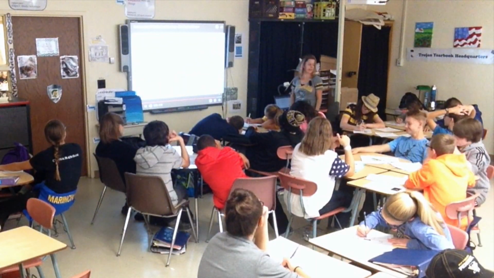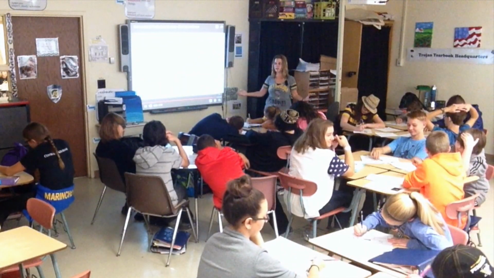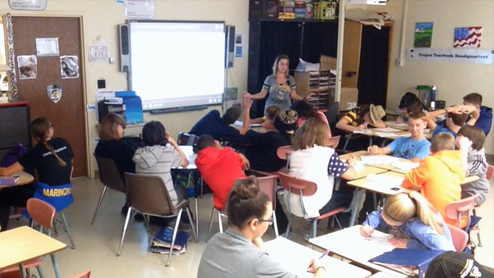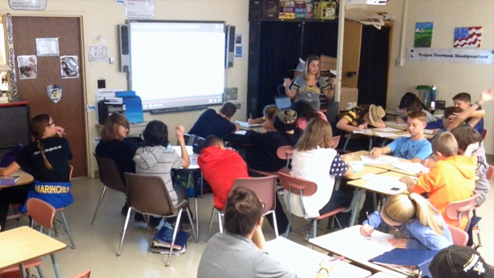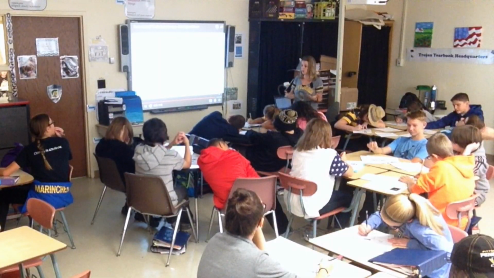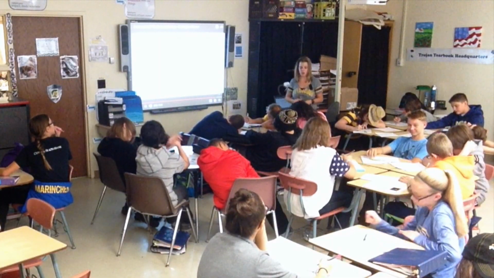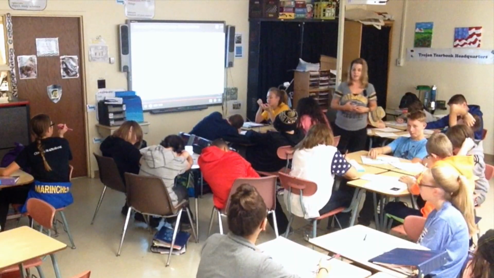All right, dramatic irony. So, what would you say the definition of dramatic irony is? The definition. Joe. When the audience knows something the character doesn't. When the audience or the reader knows something that the character doesn't know. So make sure you have that.